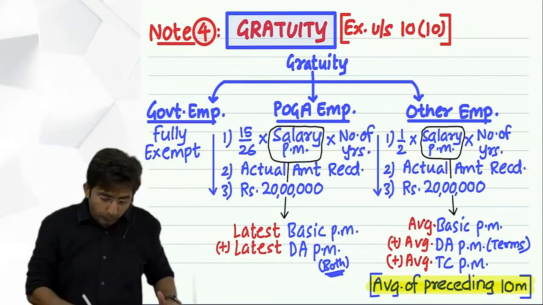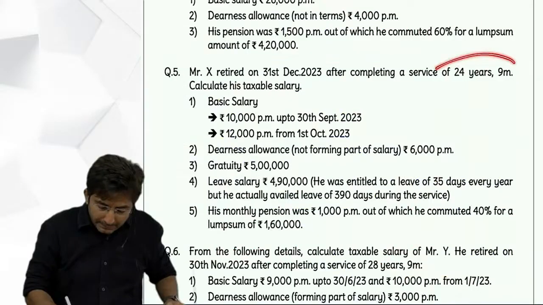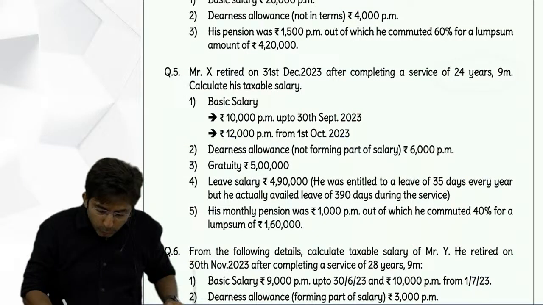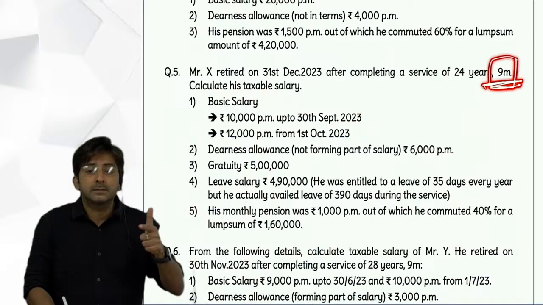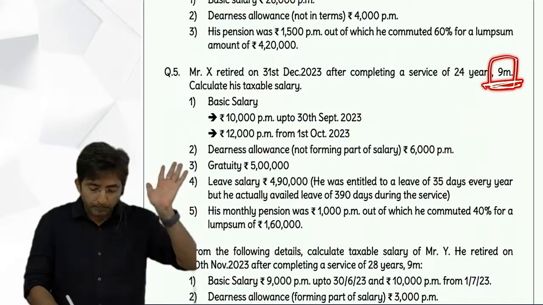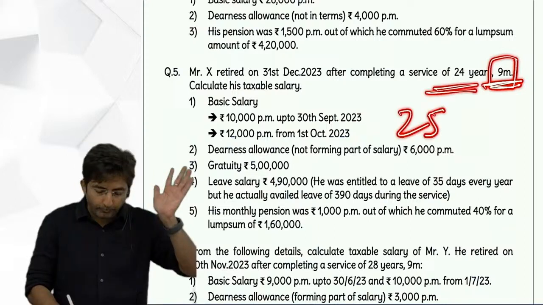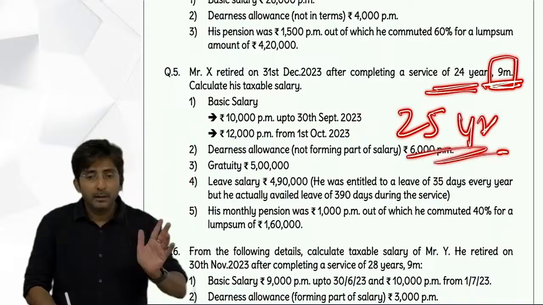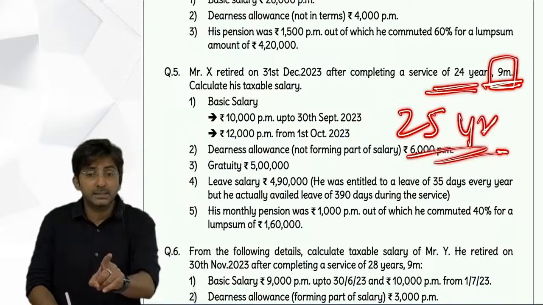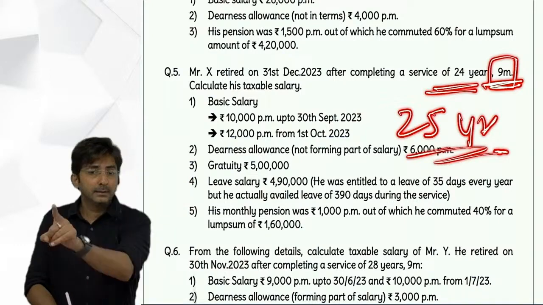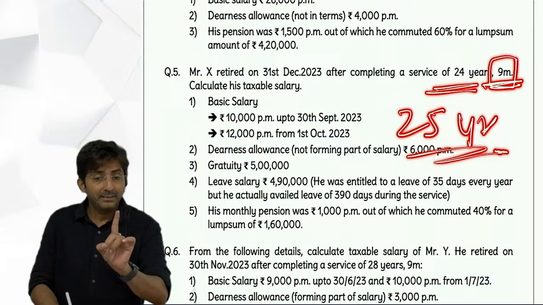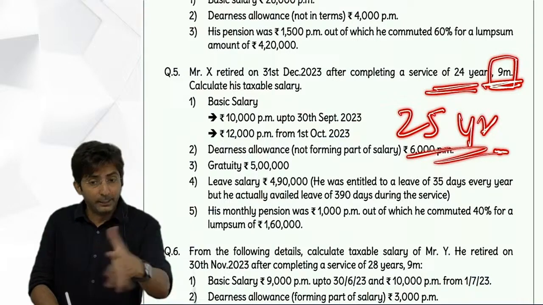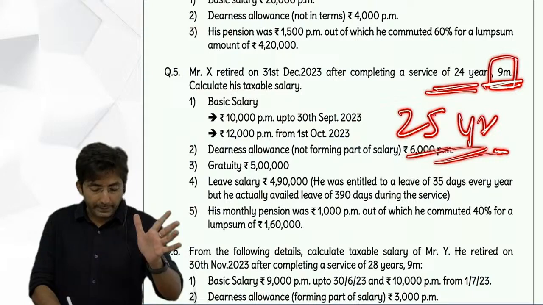So for a POGA employee, you know what we do? If the service is like this, we should see the fraction. If the fraction is more than 6 months, then round off to the next number. 24 will become 25 years. Provided the fraction is more. You know why I am hammering on more, not exact. If it is exactly 6, ignore it. Then 24 will remain 24.